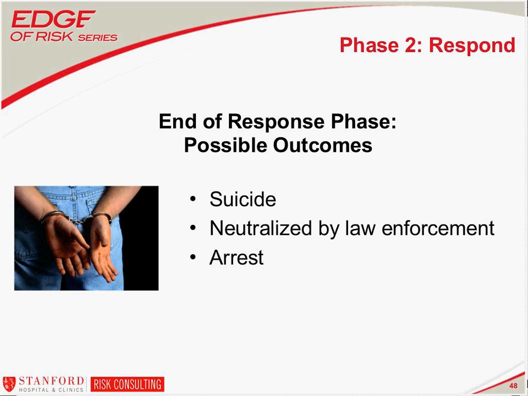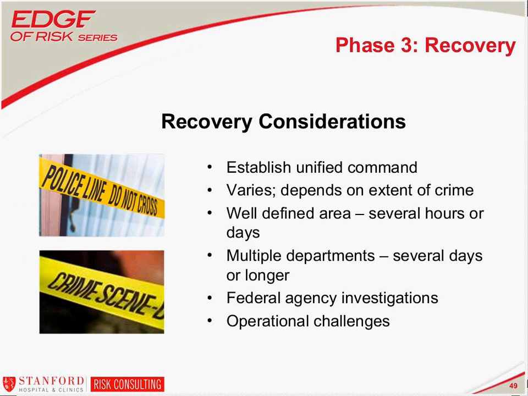And how does the response phase end? There are generally three possible outcomes. First, the suspect commits suicide. As we previously heard, active shooters do not generally seek to escape. Second, the suspect is shot and killed or injured by law enforcement. Or third, arrested. In the hours following the incident, various law enforcement agencies will need access to the facility.